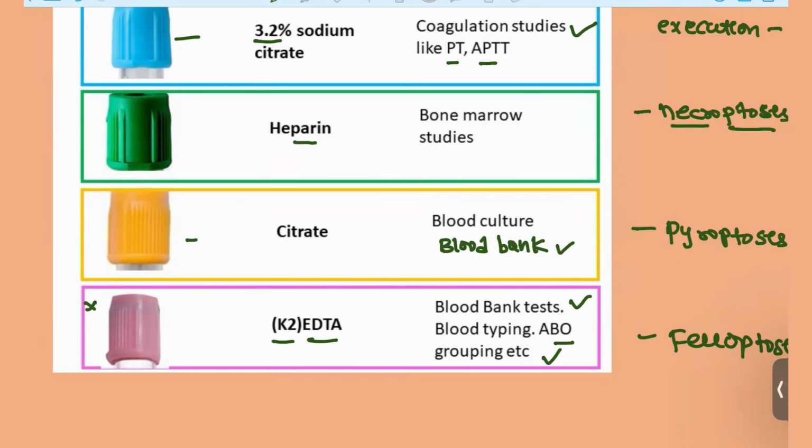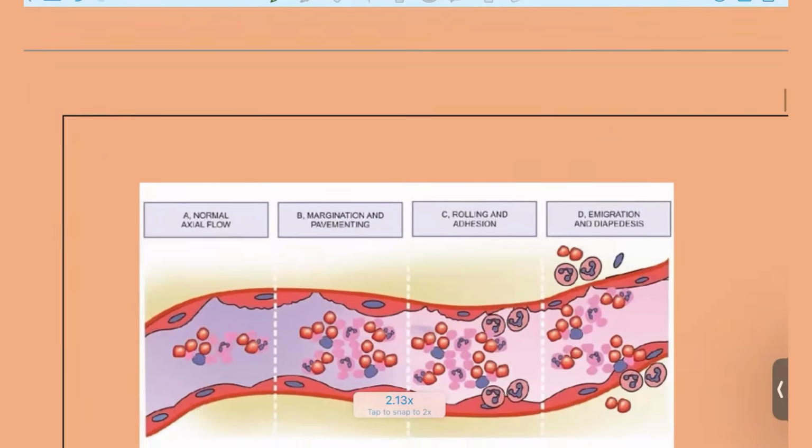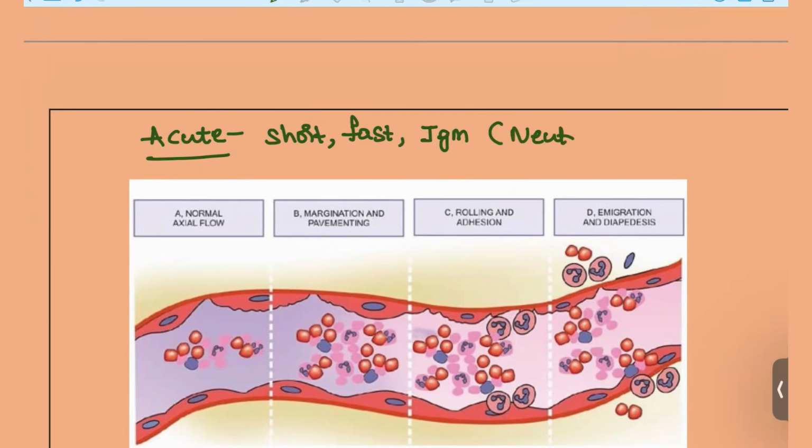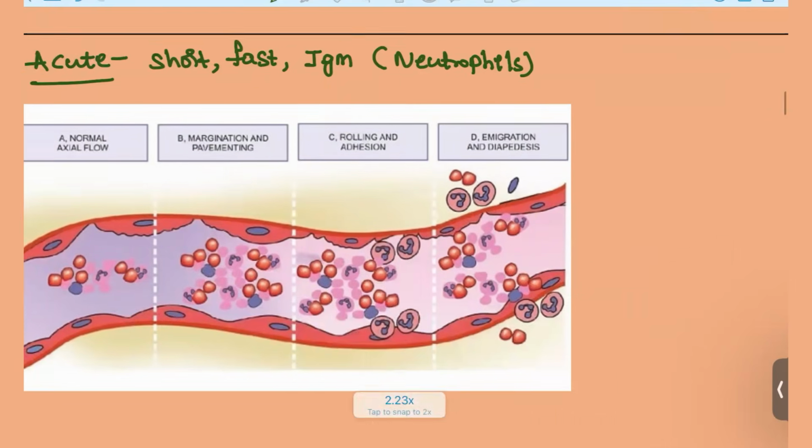These vacutainer types are also very important for us to understand. Next, moving on to acute and chronic inflammation. First, acute inflammation. What does acute inflammation mean? It is a very short and fast inflammation associated with IgM, and the major role is played by the neutrophils.